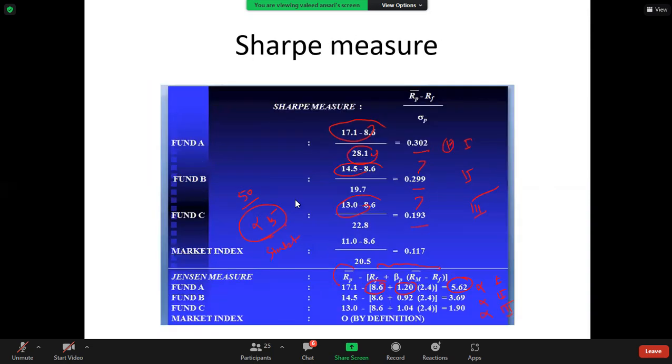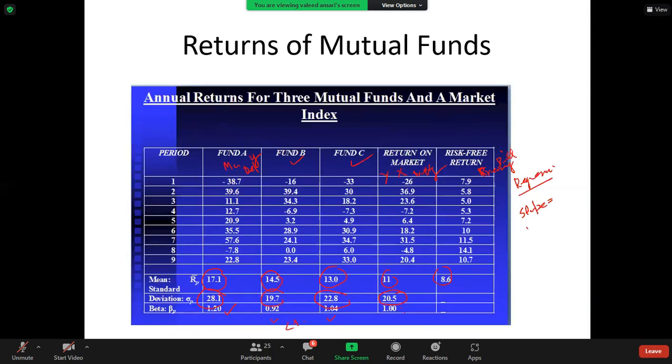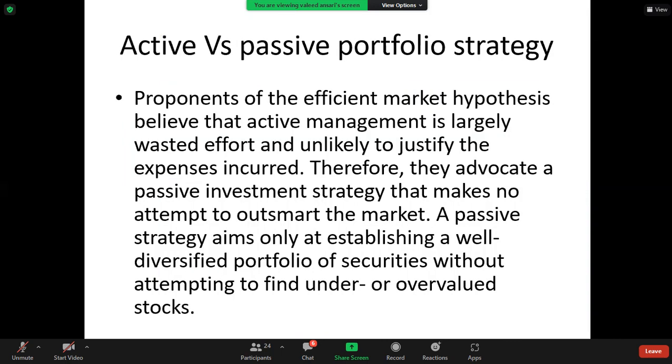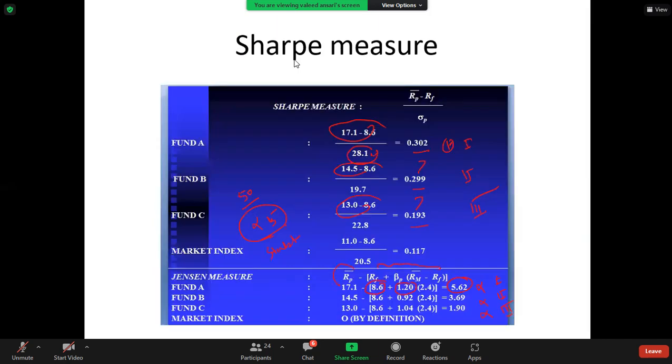So these methods are widely used for measuring performance. Now the debate, as I just told you, is about whether, when you are managing a portfolio, you should undertake an active or passive portfolio. If you have any question about this, you can ask before I proceed.